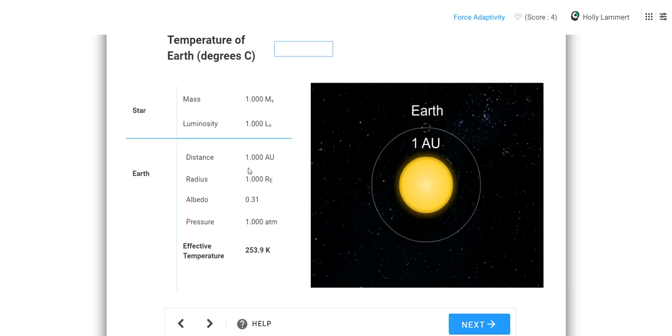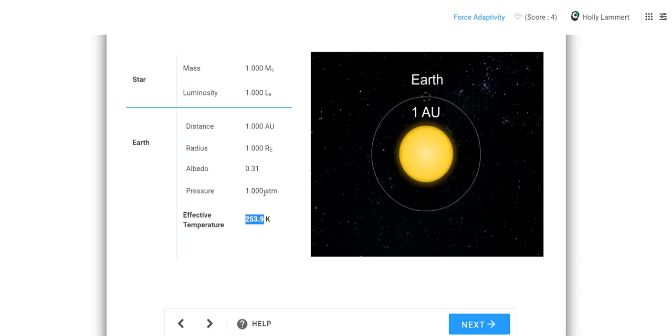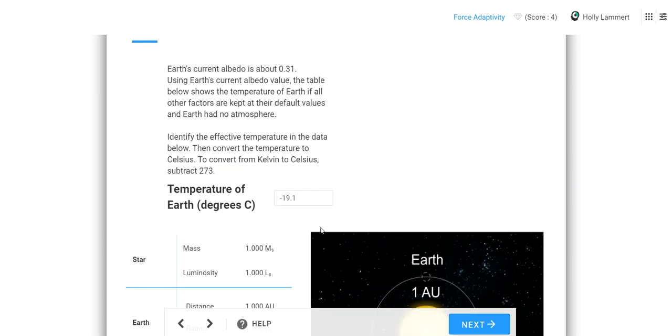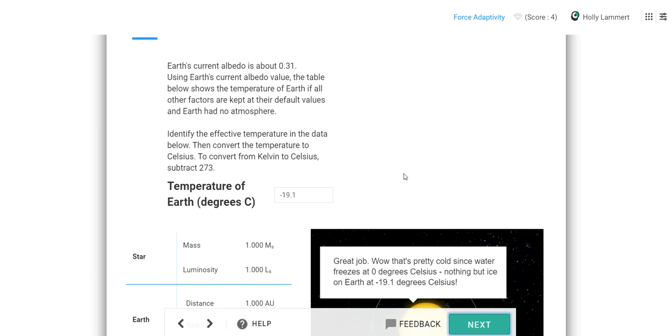Okay, so let's see, let's find the effective temperature, and then we'll subtract 273 from that. We're going to get a value of negative 19.1. And that's pretty cold. And remember, that's if there is no atmosphere.